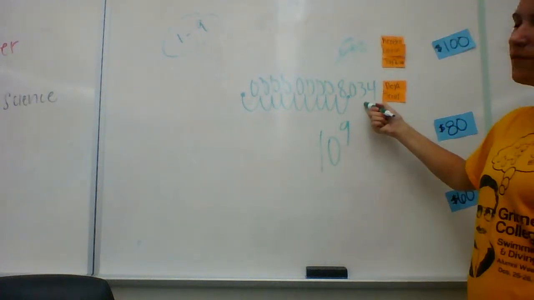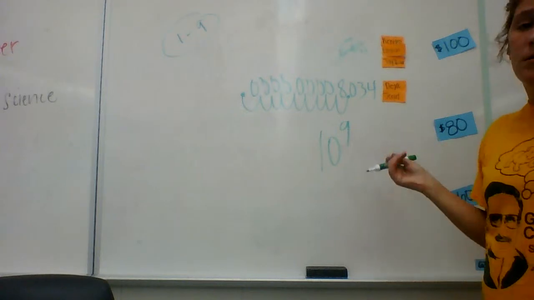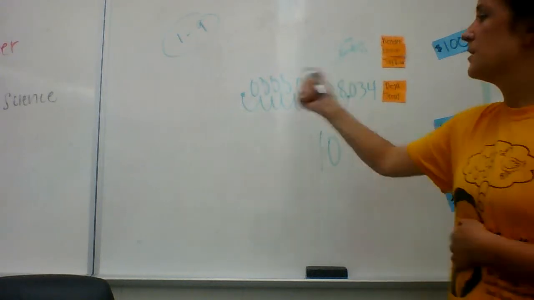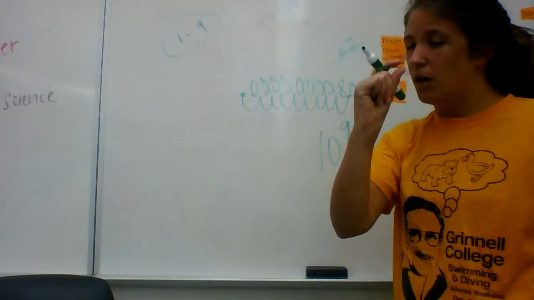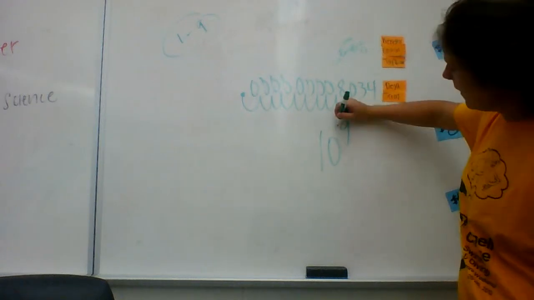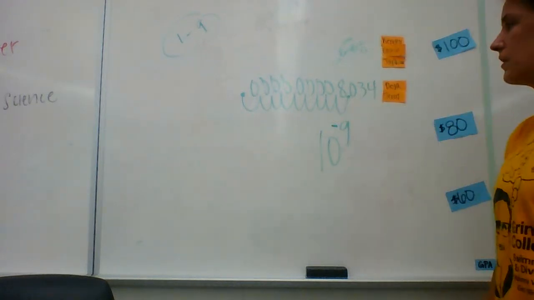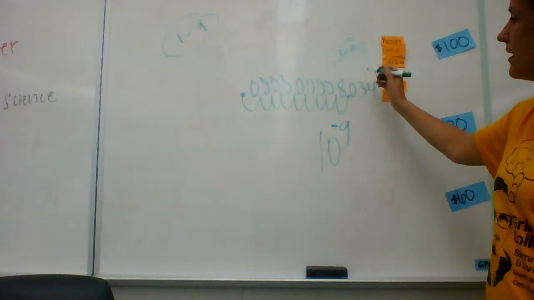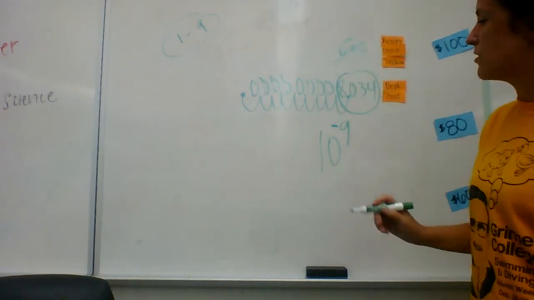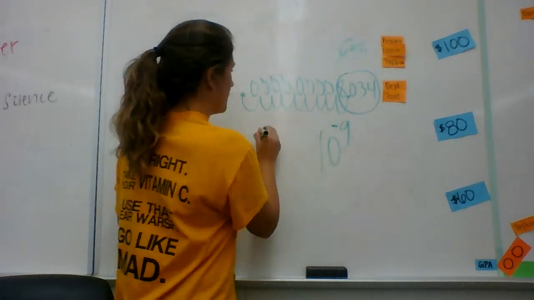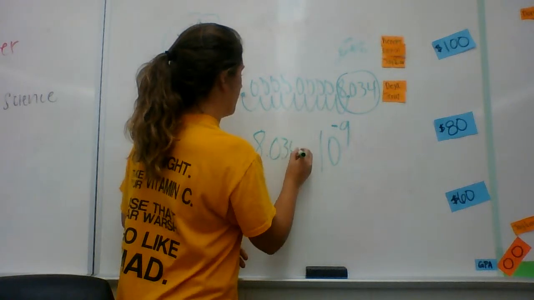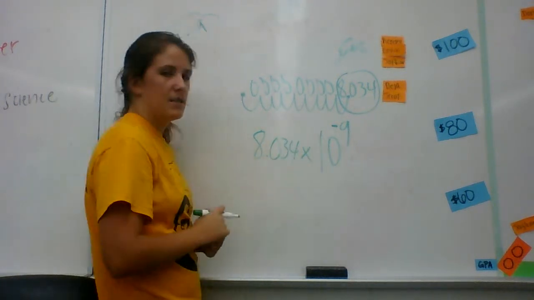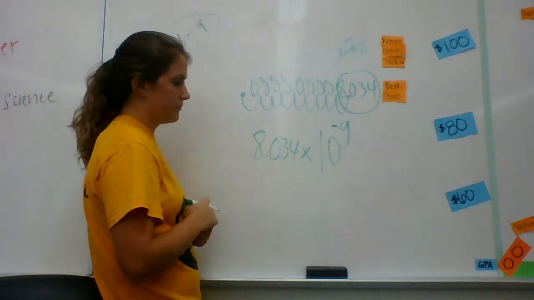And I need to look at this number. Is this a really big number or a really small number? Well, this number starts with a decimal, so it's a really small number. So this is not just 9, but it is -9. And now I need to write my original number, 8 and 34 thousandths times 10 to the -9.